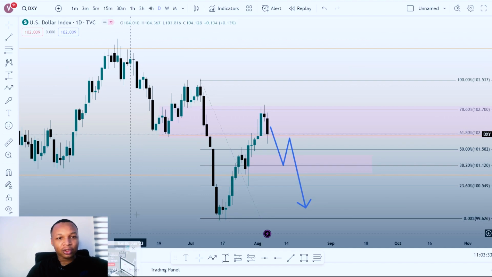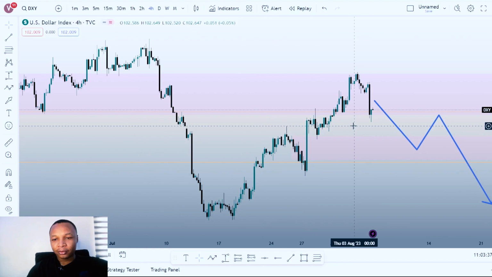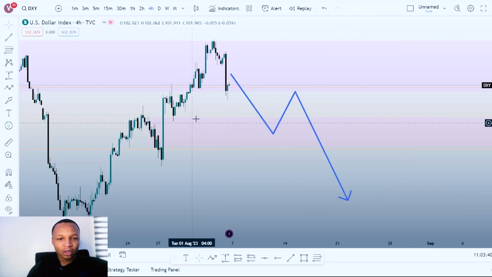So finally, we're going to be checking the 4 hourly time frame for the dollar. Looking at the 4 hourly time frame, we're seeing a clear break of structure. Some people may say not so clear, but it's clear. If you switch down to the 1 hour time frame, you see how clear it is. We're seeing structure to the downside for the 4 hourly candle. We're seeing strong momentum to the downside.